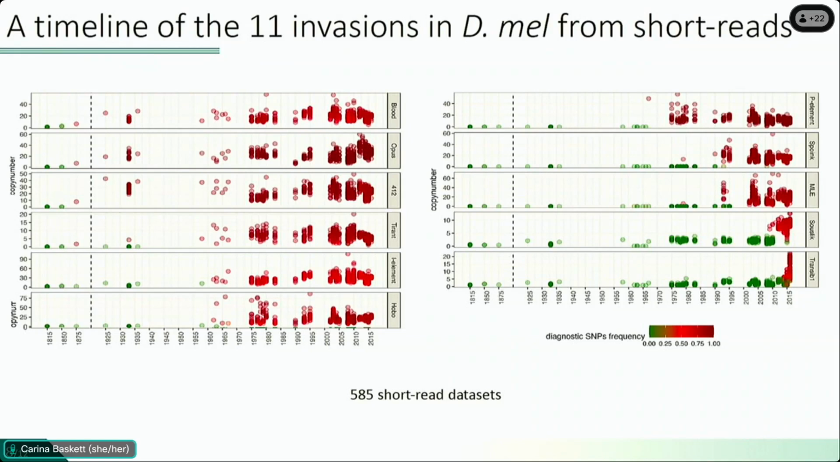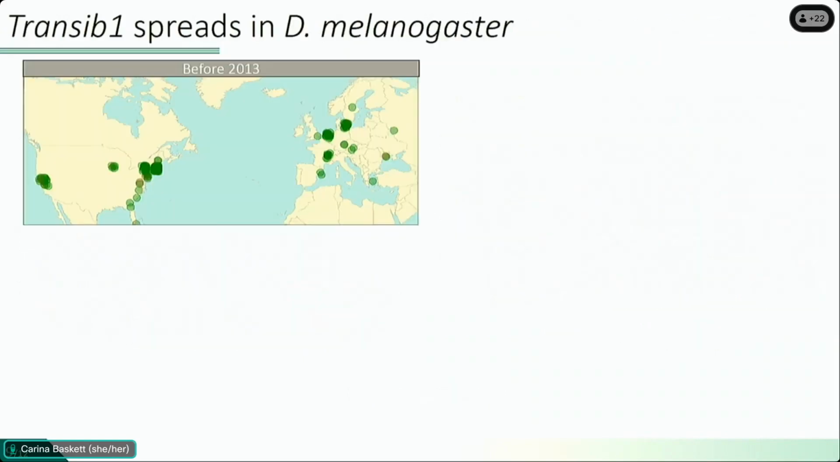But if we assume it as a panmictic population, I would expect them to all have it in a few years. And maybe it's getting faster now, but I will show you maybe why I think so. This is the most recent one, Transib 1, and here I'm showing you some of the lines collected before 2013. So it's absent. There are actually remnants of an old invasion that look like Transib 1, but there were no full-length copies. They were maximum like 30% length.